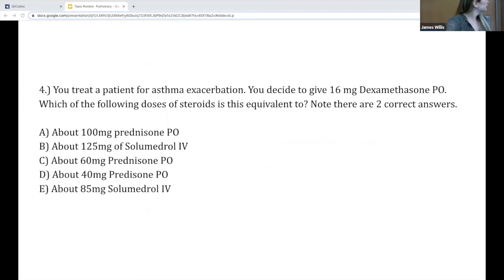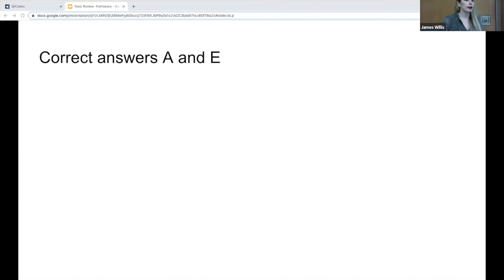Next question. You treat a patient for asthma. You decide to give 16 milligrams of Dex-PO. Which of the following doses of steroids is this equivalent to? And there are two correct answers. B and C. Good choices. It's actually A and E.